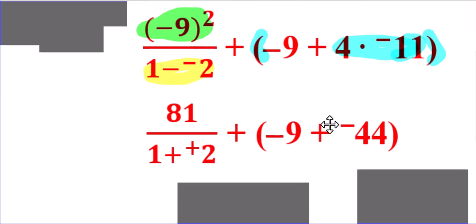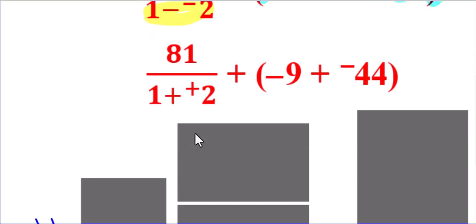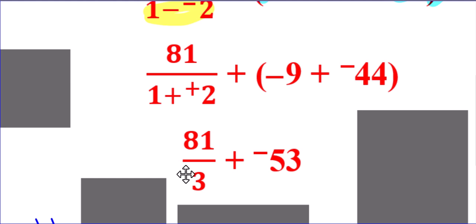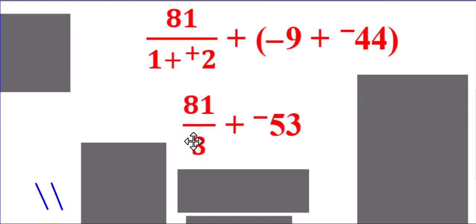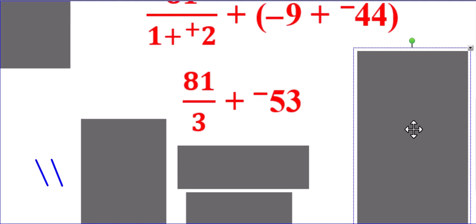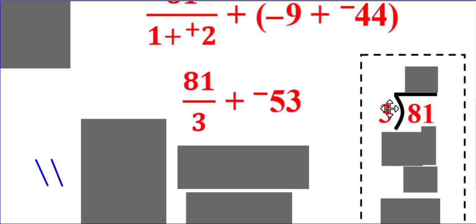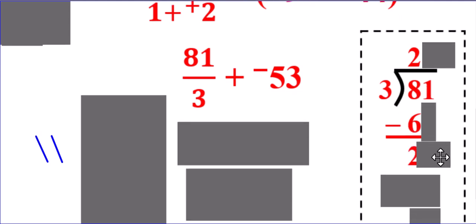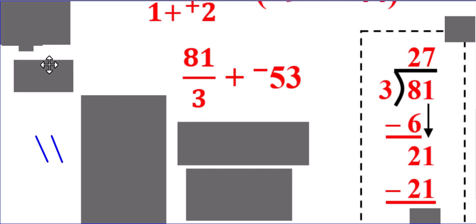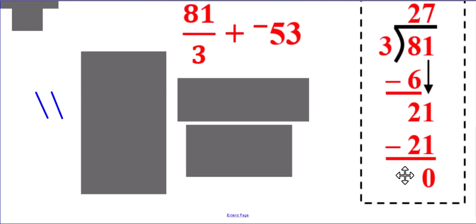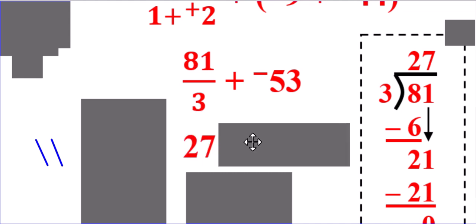Okay, still got parentheses here, and the denominator is still considered to be in parentheses as well. We know 1 plus 2 is 3. Negative 9 and negative 44 is going to give me negative 53 because a negative plus a negative you add in your head. Next up, divide. What is 81 divided by 3? You might not have any idea. So you go off to the side. How many 3's can go into 8? Only 2 of them. 2 times 3 is 6. 8 minus 6 is 2. Bring down the 1. And that's going to make this 21. How many 3's go into 21? 7 of them. 7 times 3 is 21. Subtract, you get a remainder of 0. All right, so 81 divided by 3 was 27.